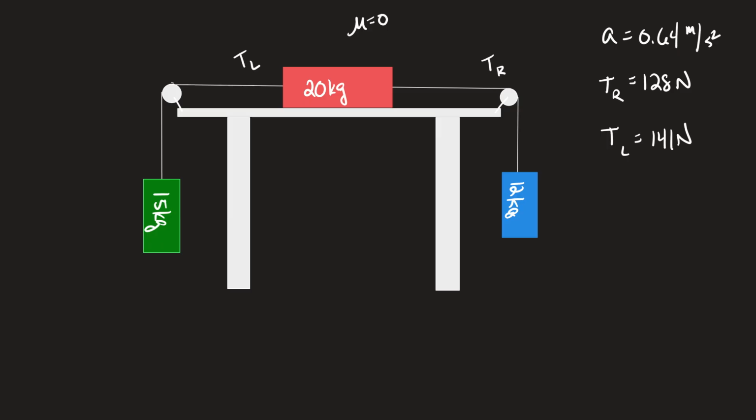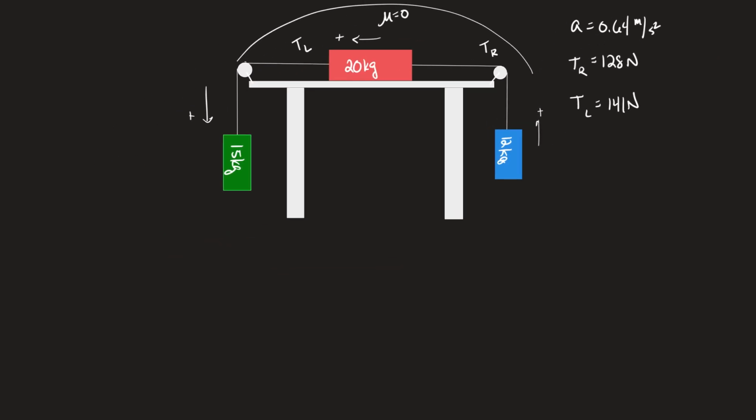You have to choose a common direction you're going to call positive. I think the system's going to go this way. So that means this direction's positive, this direction's positive, and this direction's positive. Well, 150 minus TL equals 15A. I didn't draw a free body diagram. I think I know there's just two forces acting on it. It's like the last one, right? One downwards and one upwards.